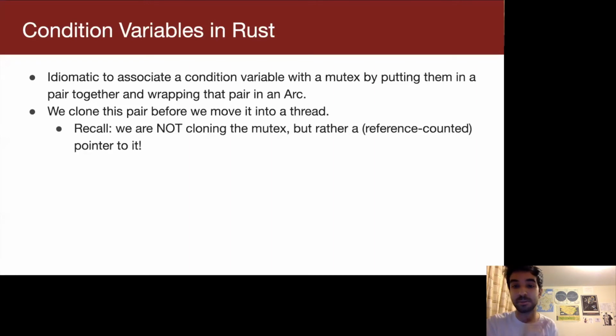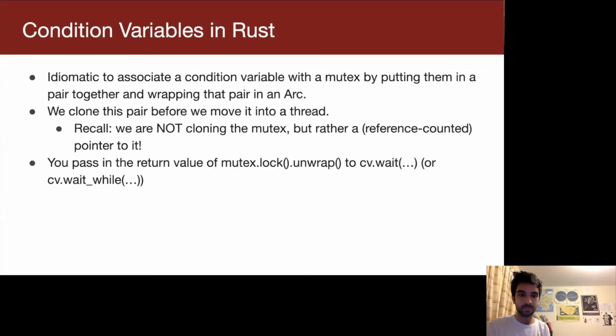So we're not cloning the mutex. We are cloning a reference to the mutex. We talked about this last lecture. We talked about how bad it would be if we were to clone mutexes, because a mutex is supposed to be a limited resource. Really, we're cloning a handle to a mutex. It's like there's one thing pointing to it, now there are two things pointing to it, and now we have common access to the same resource. And you pass in the return value of mutex.lock.unwrap to cv.wait or cv.waitWhile.